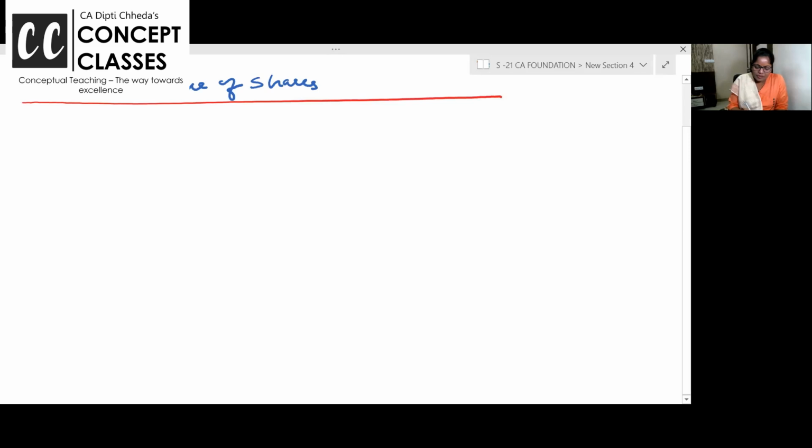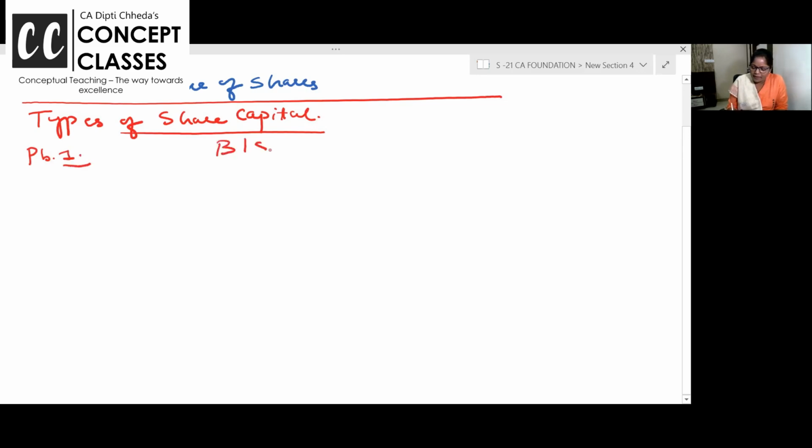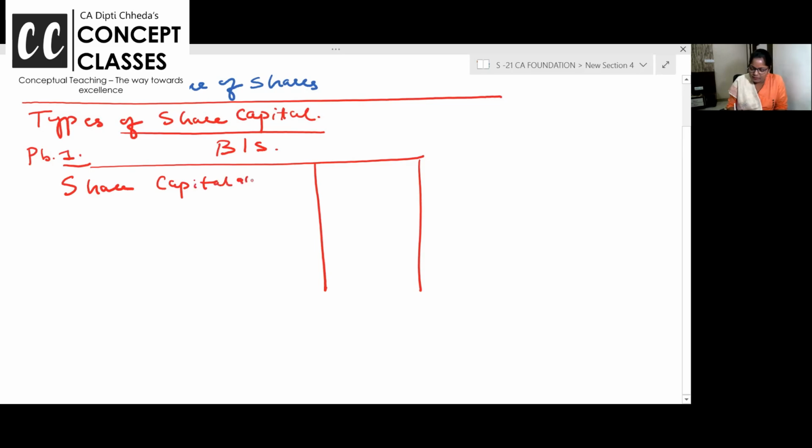In that, the very first problem, we are gaining the knowledge of types of share capital. How many types of share capital there are, that we will decide. For that we are doing problem number 1 and preparing the balance sheet. In the balance sheet, how the share capital will come, and related to this, how much cash will come. I am just making an abstract.